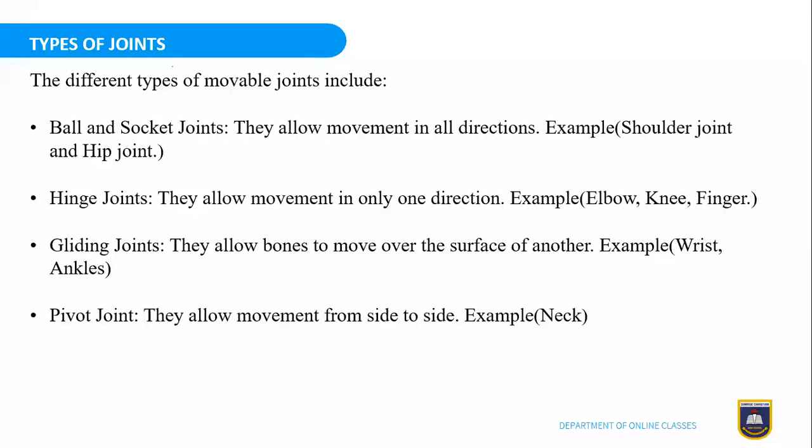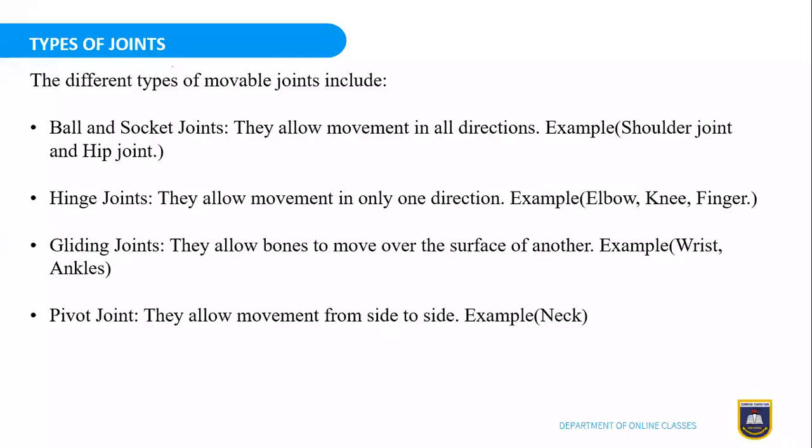One, we can talk of ball and socket joints. When I ask you to give me four types of joints, we have one, ball and socket joints. Two, hinge joints. Three, gliding joints. Four, pivot joints. I'm going to tell you where all these joints are located in your body.